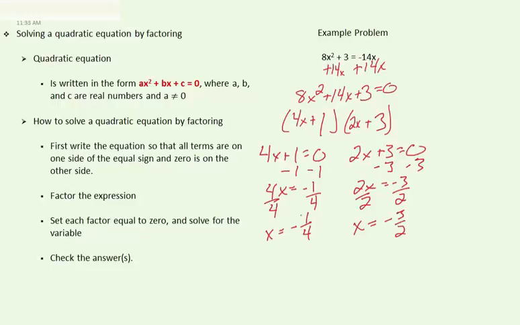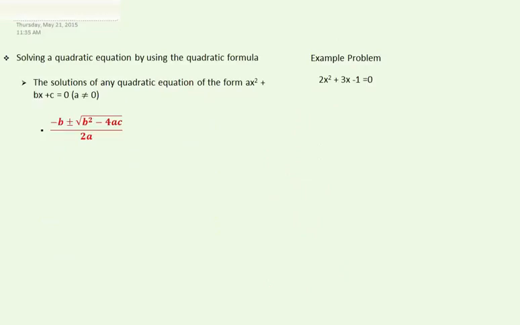So we can take the time and plug these values back into our original equation, and if we do so, we'll get 0. So if we took time to do that, we'd see that both these values of x would make the statement true above. So our ordered pairs for this example problem would be -1/4 and -3/2.